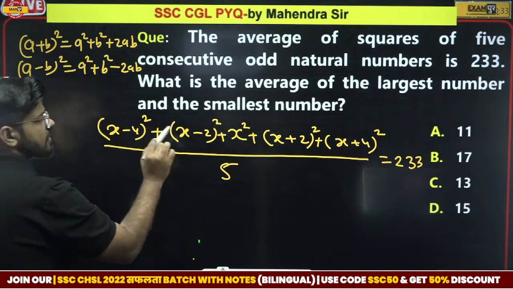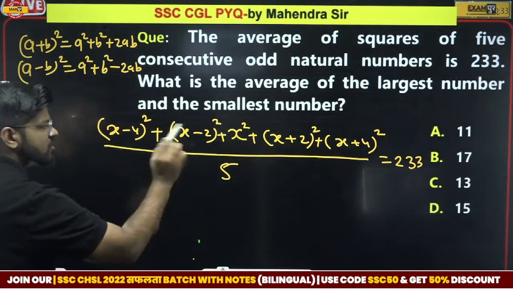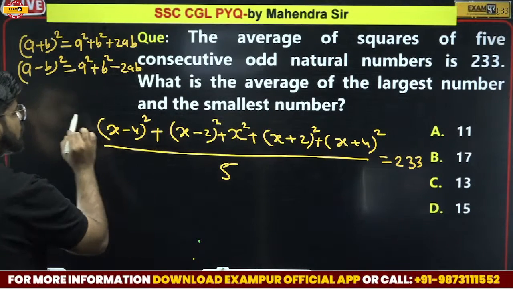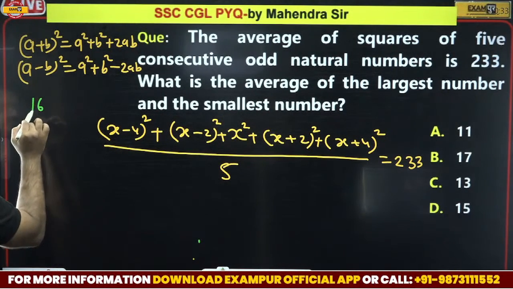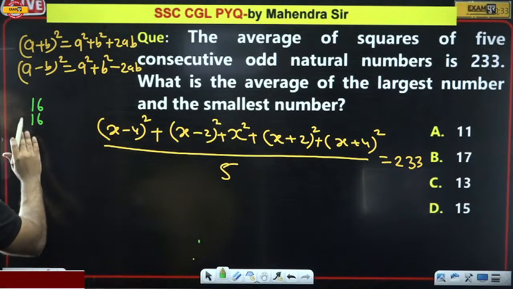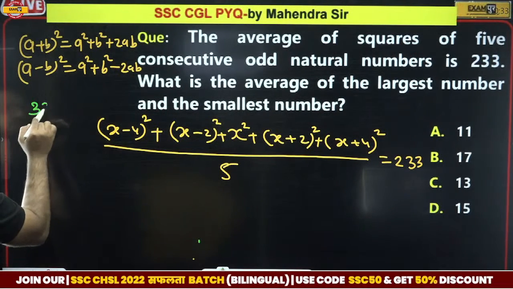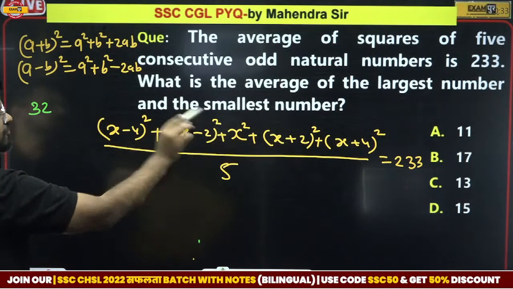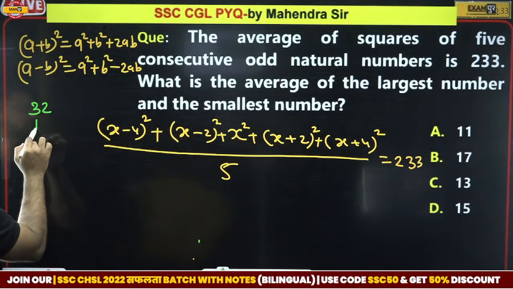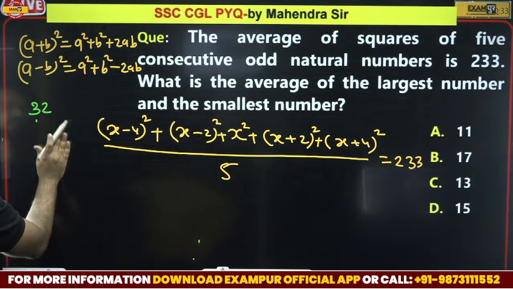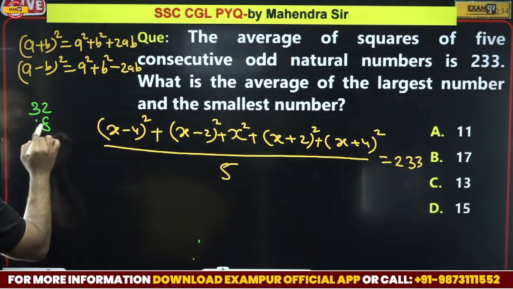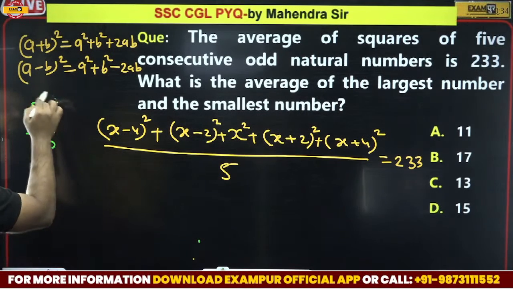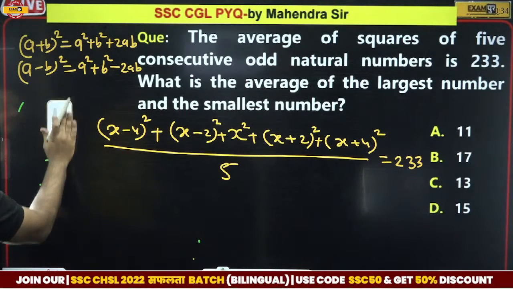So in this and this, we are only getting all the positive numbers. So what are we getting? 2 times 16, that means 32. And 2 times 4, that means 8. That means we are getting 40 here.